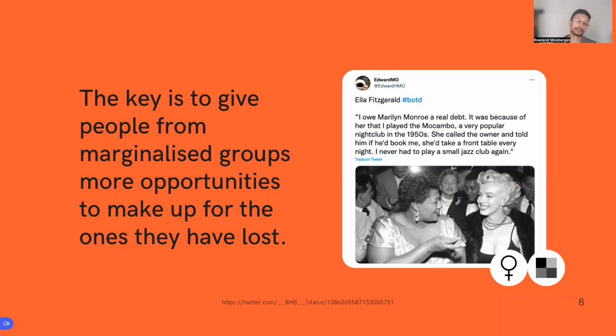And that's why the key is to give people from marginalized groups more opportunities to make up for ones they've lost. So Ella Fitzgerald never had to play a small jazz club again because she got given the opportunity by Marilyn Monroe.